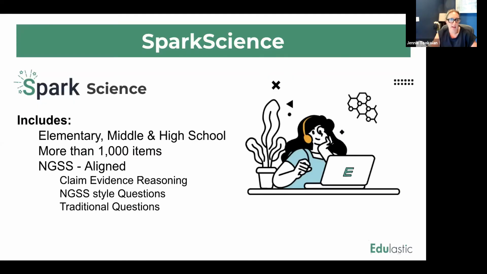And SparkScience. SparkScience includes elementary, middle school, and high school items. There are more than 1,000 items, and they're aligned to NGSS. As a science teacher, you're probably well aware that throughout the country, teachers approach science curriculum very differently. So trying to find one size fits all is a tricky challenge.